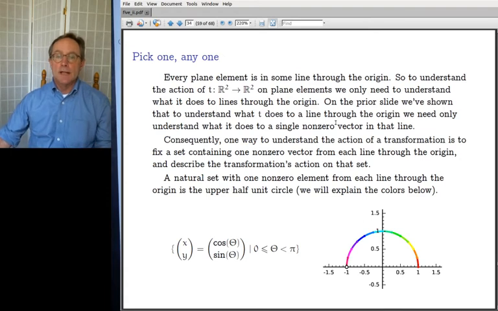The natural set that has one non-zero element from each line through the origin is the upper half circle. I start there. Can you see that that's a closed-in dot there at (1, 0)? Then I take the upper half circle, going in the counterclockwise direction, as is traditional. And over here, can you see that that's an open circle? So I'm not counting that twice. The x-axis is not counted twice. There's only one point on the x-axis, namely (1, 0). The colors I'll get to in just a second, but of course this is the familiar description of the upper half circle.